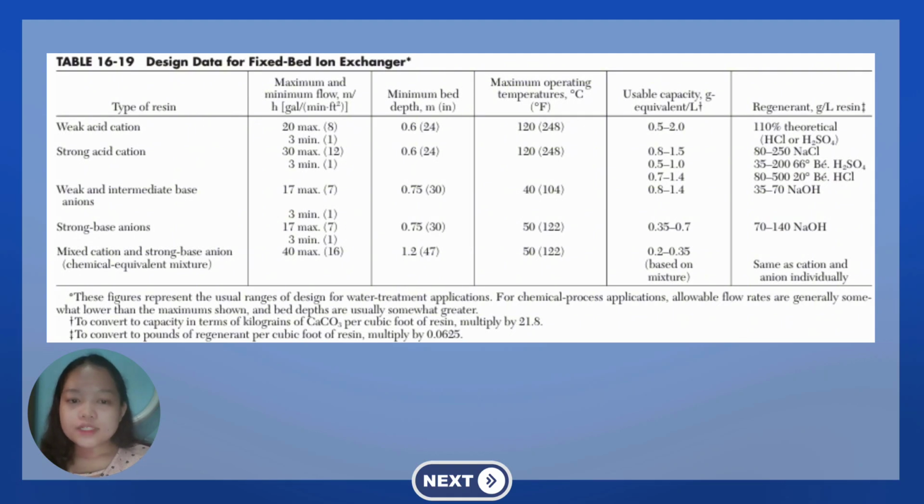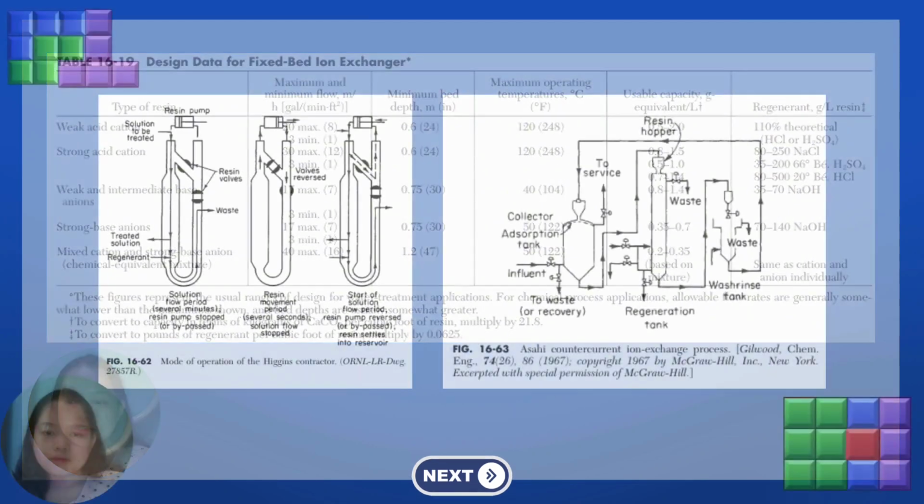To summarize, this table gives engineers a guide on how to properly design and operate fixed bed ion exchangers. Mahalaga ito lalo na sa industrial settings para maging efficient at cost-effective ang water treatment process.